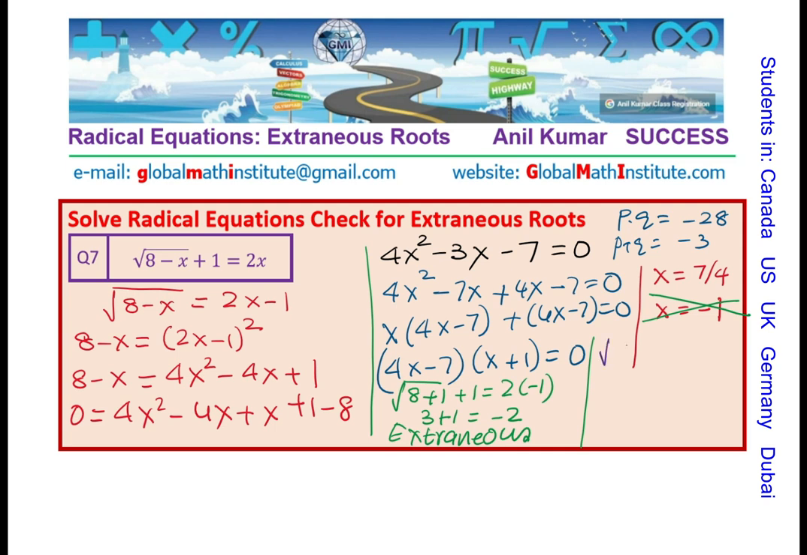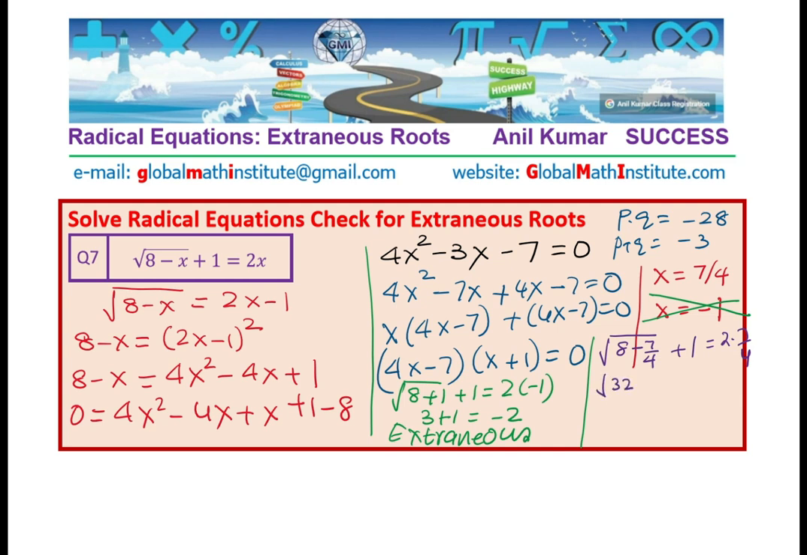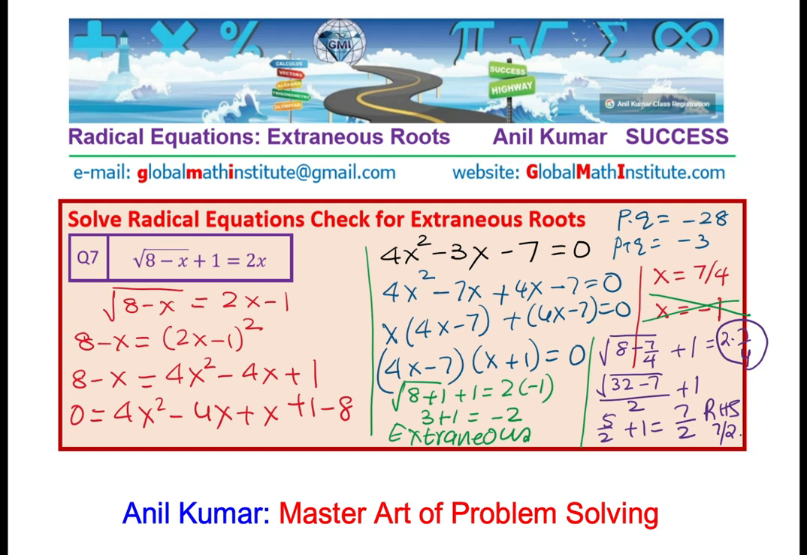So square root of 8 minus 7 by 4, plus 1, is it equal to 2 times 7 by 4? This is what we want to check. So 4 times 8 is 32 minus 7, and we can write this over 2 because that is plus 1. 32 minus 7 is 25, so we get 5 over 2 plus 1. 5 over 2 plus 1 is actually 7 by 2. So we see it is equal to the right hand side, which is also 7 by 2, correct? And therefore, this value works for us.